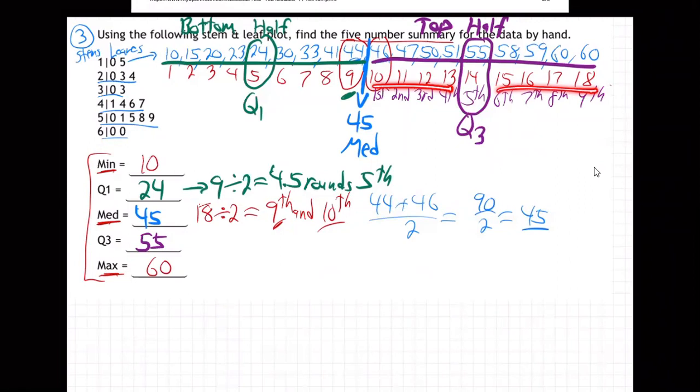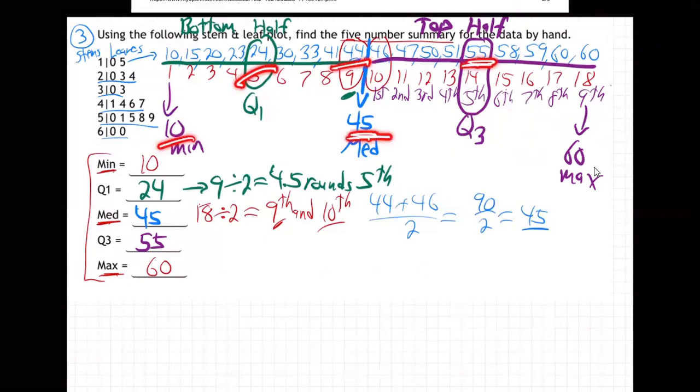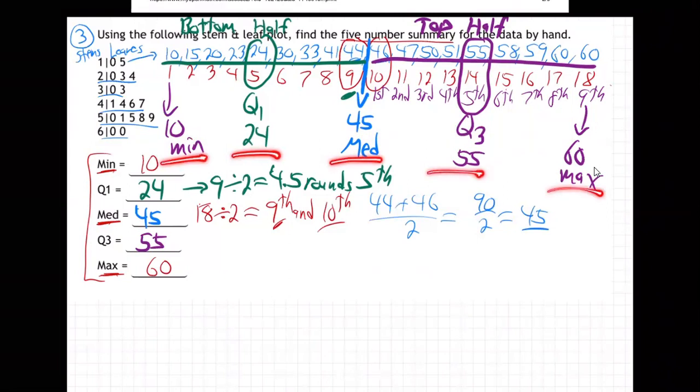And we're done. We've got the 5-number summary. These 5 numbers summarize all the data, starting from the bottom number 10 all the way to the top number 60. This is the minimum, this is the maximum. So these 5 numbers: 10, 24, 45, 55. Let me write in the Q1, 24, and the Q3, 55. The minimum, the Q1, the median, the Q3, and the maximum.